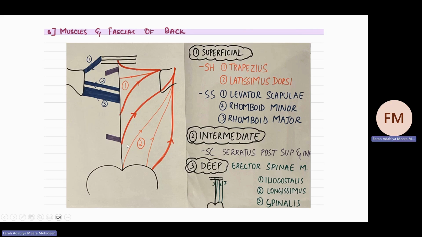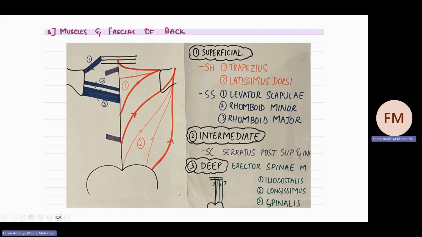When these contract, it basically elevates your upper ribs. Now, your serratus posterior inferior muscles originate from your spinous processes T11 to L3, way below, right? And they insert into your ribs 9 to 12. So when these contract, they basically depress your ribs 9 to 12. These two muscles are innervated by the intercostal nerves.